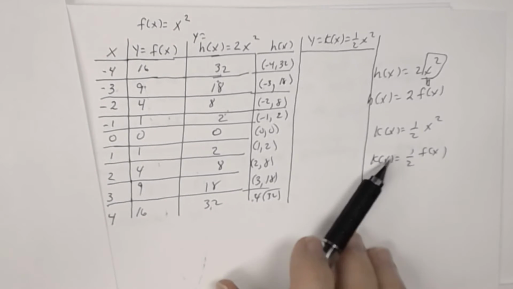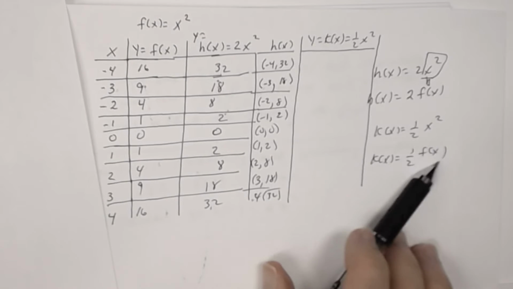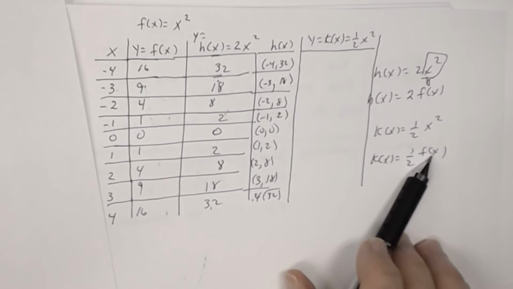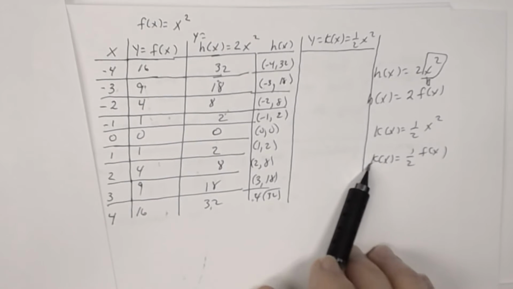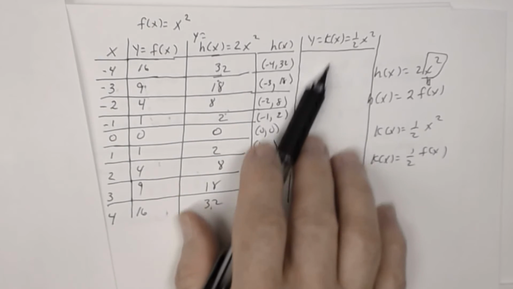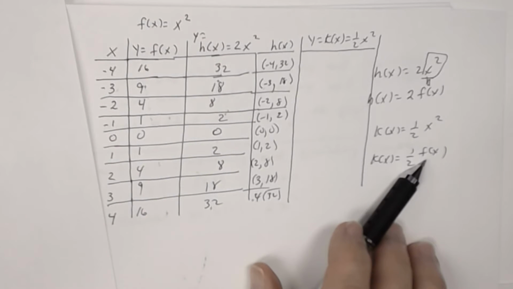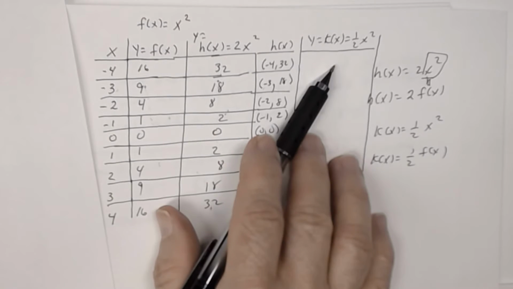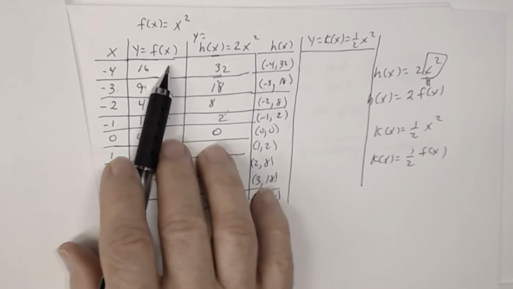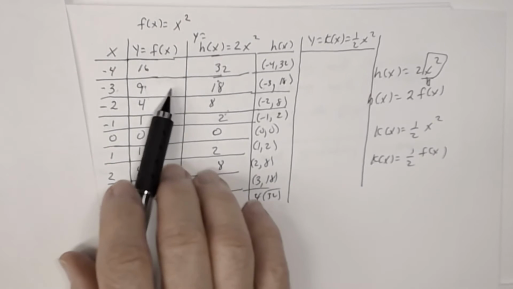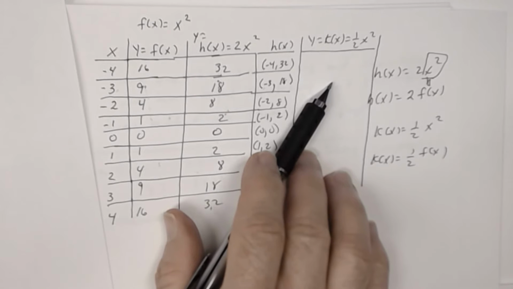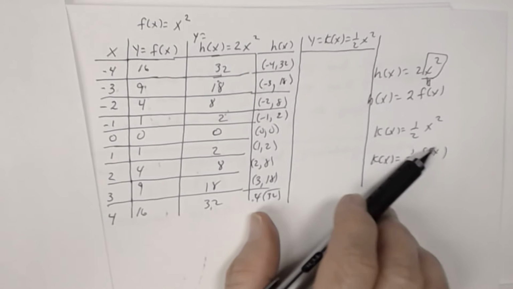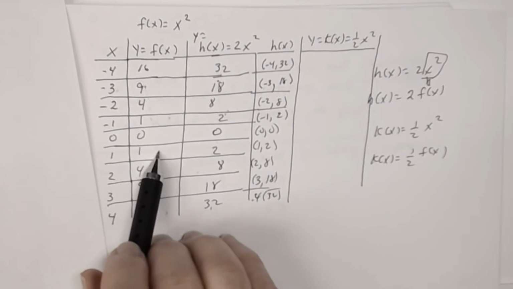So this says that whatever, remember f of x is y here, same thing as your y value. Whatever my y value is, then the y value for k of x is going to be half of that, right? So that means this. That means that 16 becomes what? What do you think? 8. You're taking half. 9 becomes 4.5. 4 becomes 2. Okay? So you're taking half of that y value for your parent function.